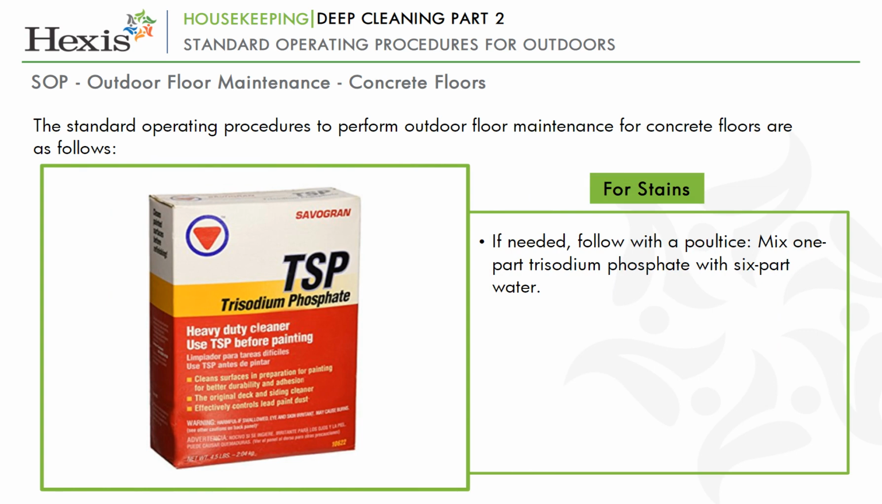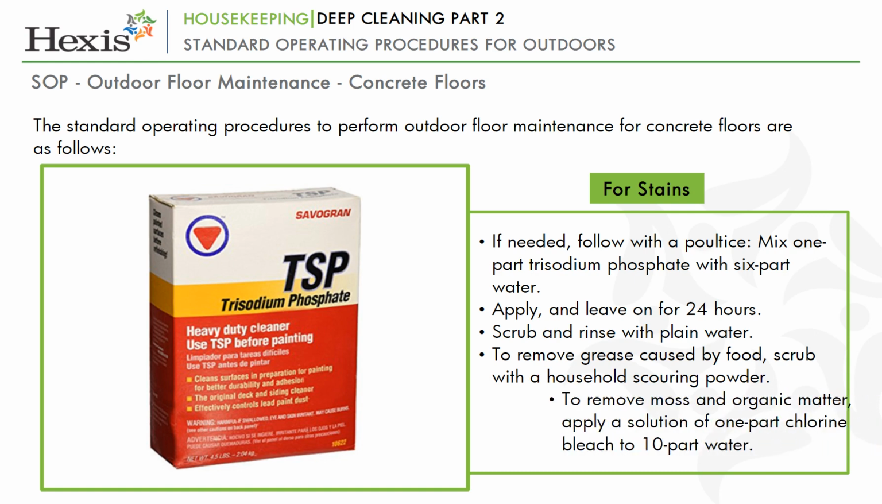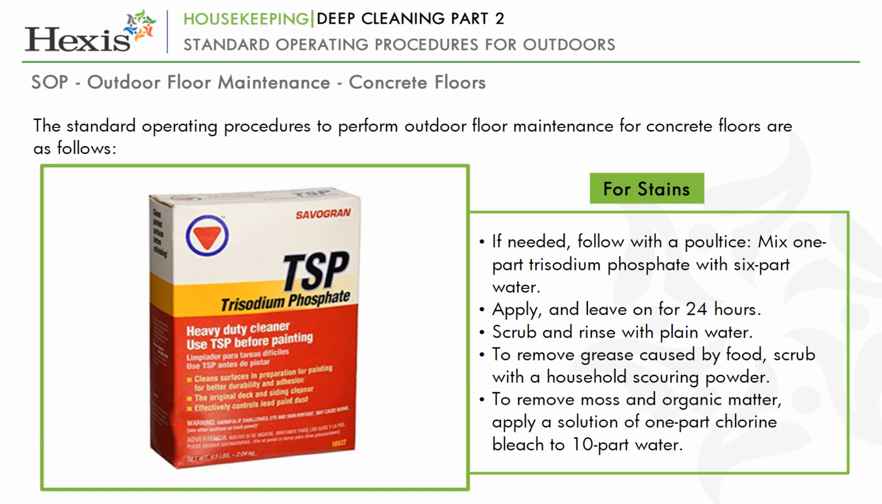Mix 1 part dry sodium phosphate with 6 parts water. Apply and leave on for 24 hours. Scrub and rinse with plain water. To remove grease caused by food, scrub with a household scouring powder. To remove moss and organic matter, apply a solution of 1 part chlorine bleach to 10 parts water.